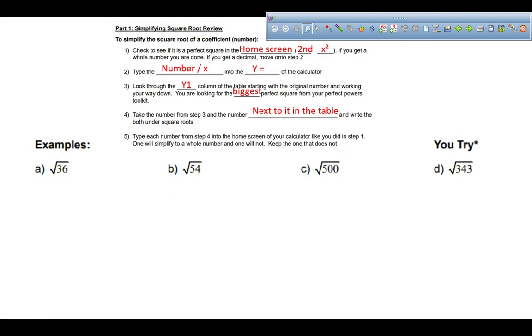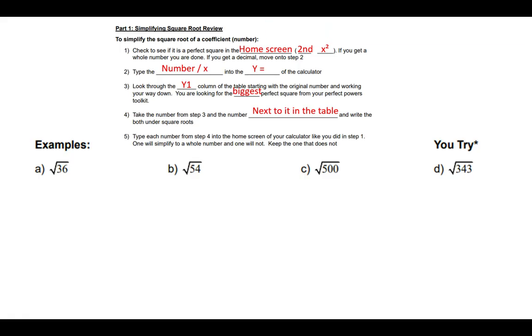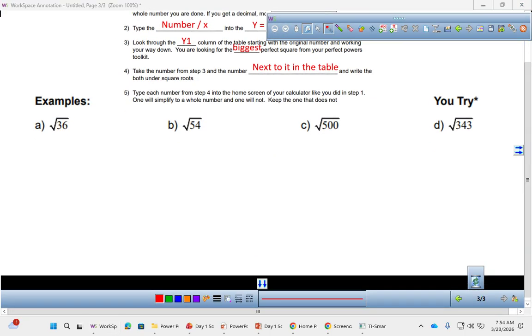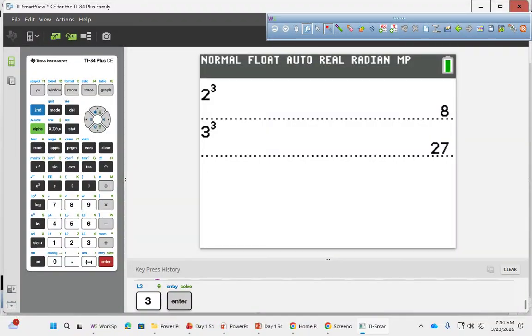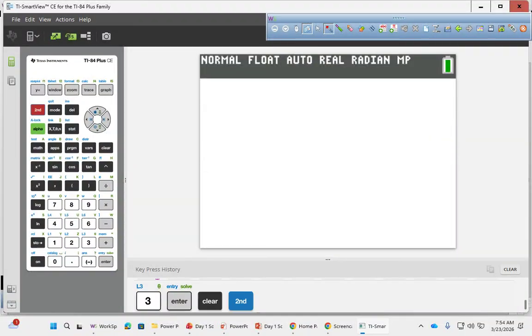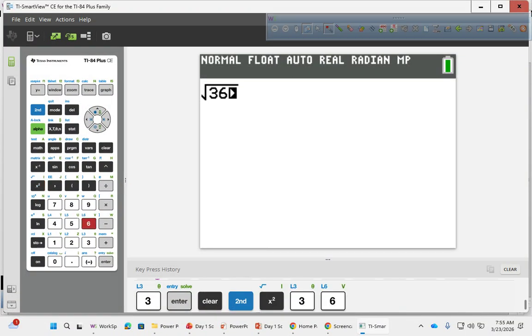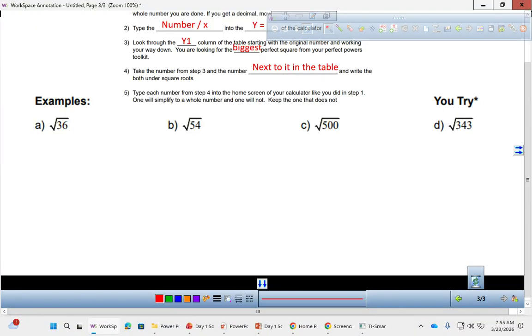First example, square root of 36. Check to see if it's a perfect square in the home screen of the calculator by hitting second x squared. So I'm going to go to the home screen of my calculator, hit second x squared, and type 36 in. My notes say that if I get a whole number, I'm done, and if I get a decimal, I've got to keep going. I get a whole number, right? So the answer to this problem is just 6, and I'm done.